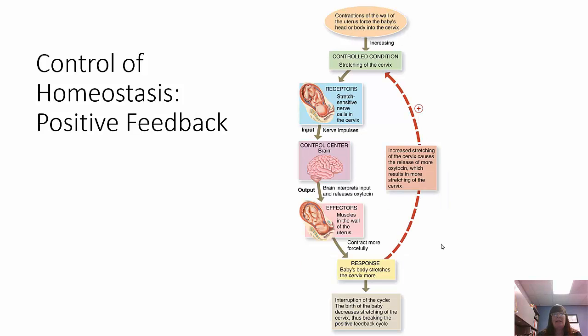Other positive feedback here. We have childbirth. So stretch receptors in the cervix realize the baby's ready to be born, start stretching out. Send it to the control centers in the brain. Brain then sends messages to the walls of the uterus saying that the stretch requires more stretch and more stretch and more stretch until the baby is born, decreases the stretching, and cuts the feedback loop.